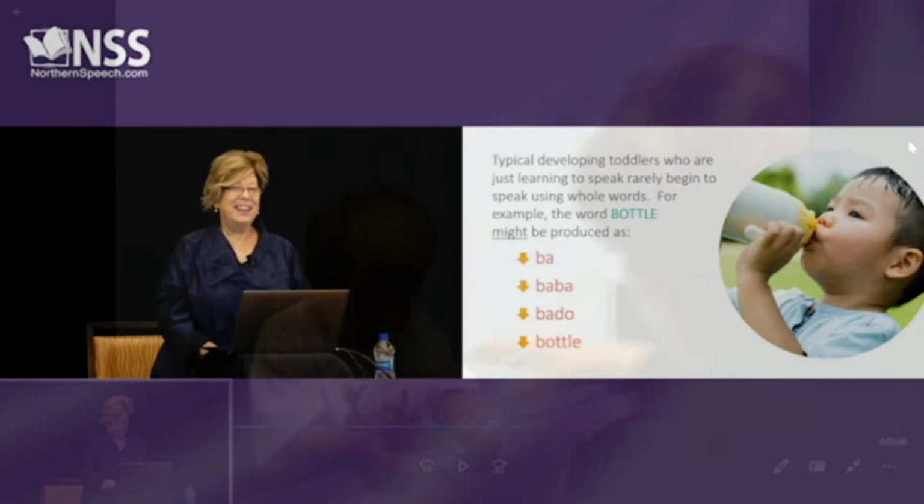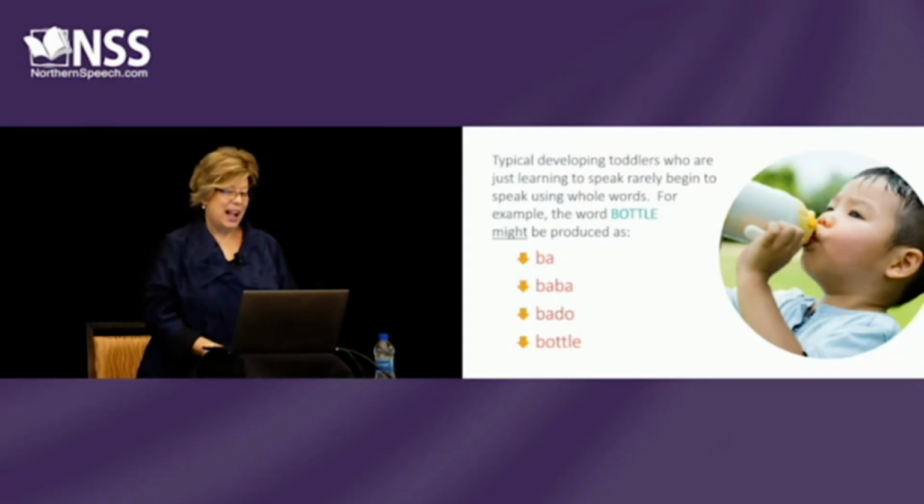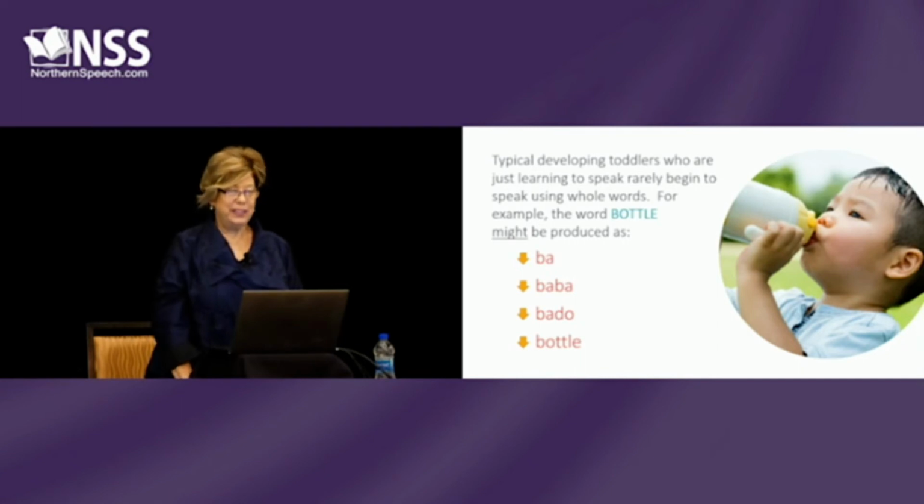When I think about typical toddlers, I think about how they start to form words. They don't usually come right out and say bottle, right? Except for the British kids. They might say, Mommy, I want my bottle. But a lot of the kids just don't come out and say bottle like that. And so they may say ba. They may say ba ba. Maybe they understand that there's two parts to that word. Maybe they can get right into bado, and they finally get to bottle, but no one had to teach them.